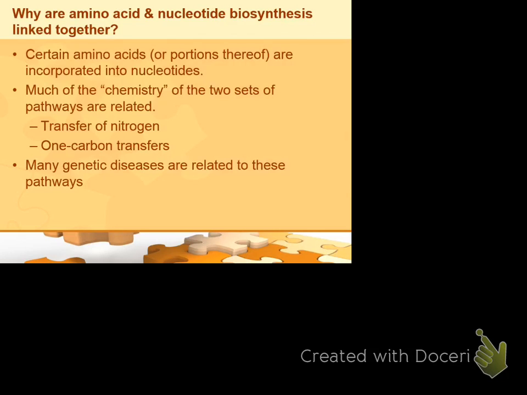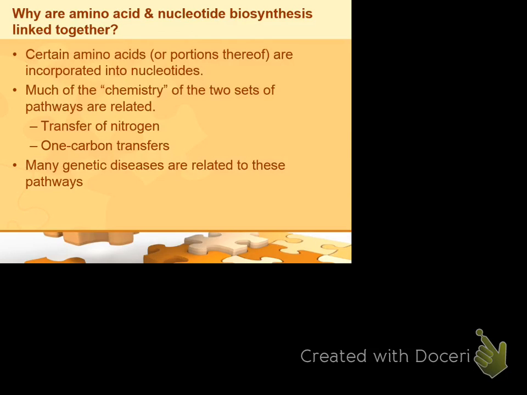Certain amino acids and or portions thereof, for example, we'll go into that later, are incorporated into nucleotides, and so much of the chemistry behind amino acids and nucleotides is interrelated because there's a transfer of nitrogens. There are the one carbon transfer groups, which we've alluded to in the past. For example, methionine becoming homocysteine because it can donate that terminal methyl group that's hanging off that sulfur.